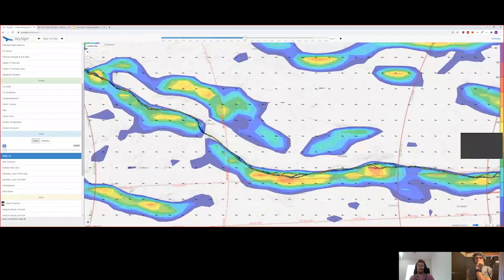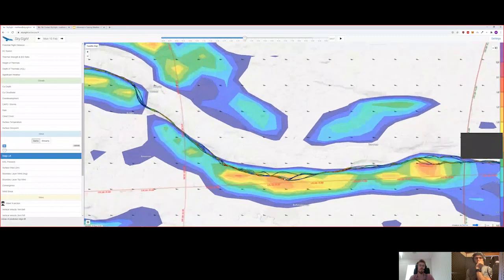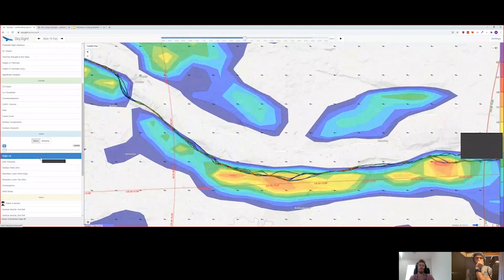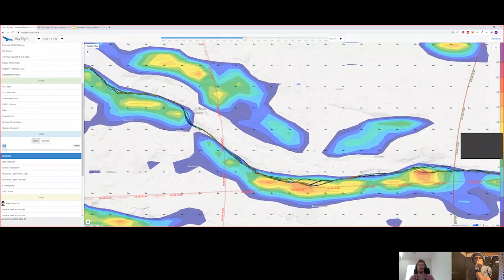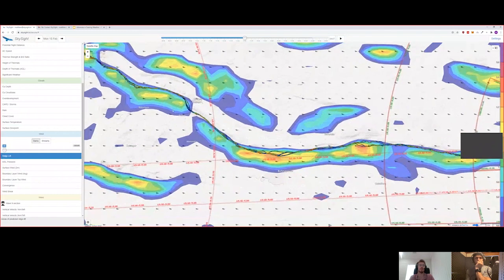And you'll see it color codes the track. Initially it'll color code it based on altitude, but if you are looking at a chart like ridge lift, when you upload it, it'll color code it according to the scale here. So you can actually see how strong it is compared to the ridge lift you're looking at as well.